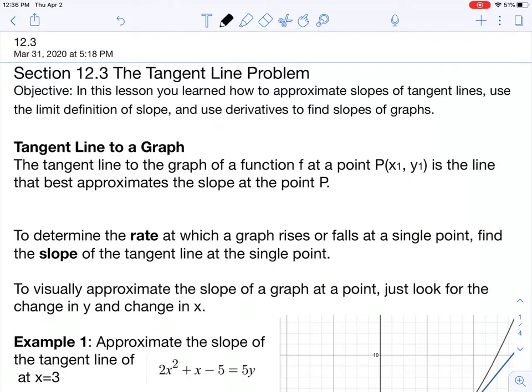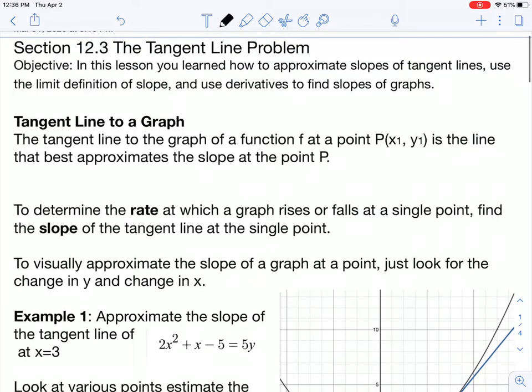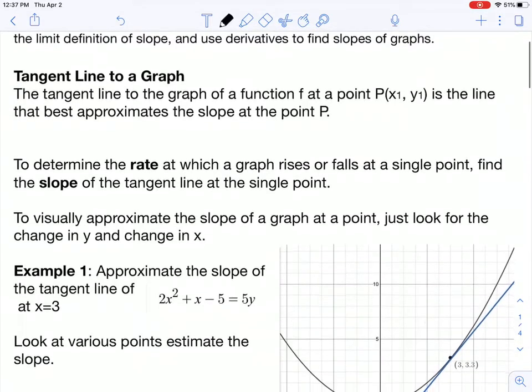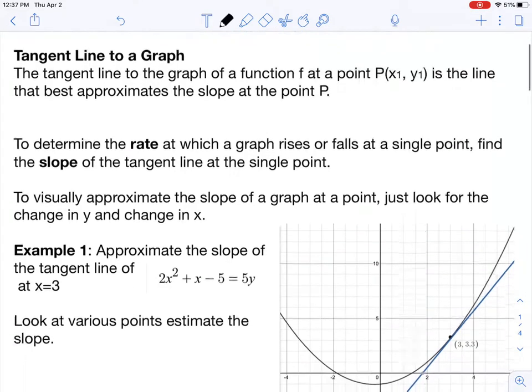All right, 12.3, the tangent line problem. Now we're going to talk about the slopes of tangent lines and the limit and derivatives. So the tangent line to a graph of a function f at a point is the line that best approximates the slope at that point. So as you go around a curve, the slopes are going to change.